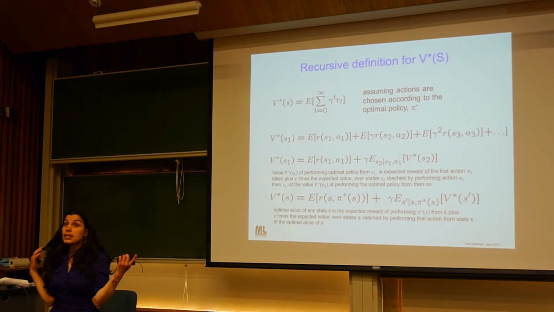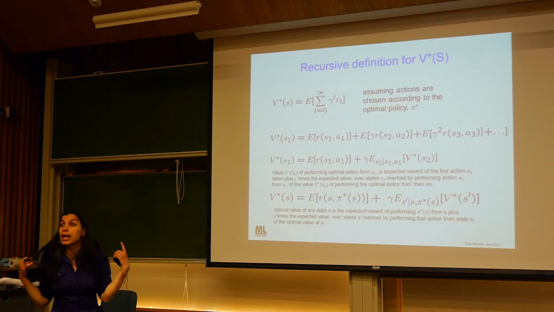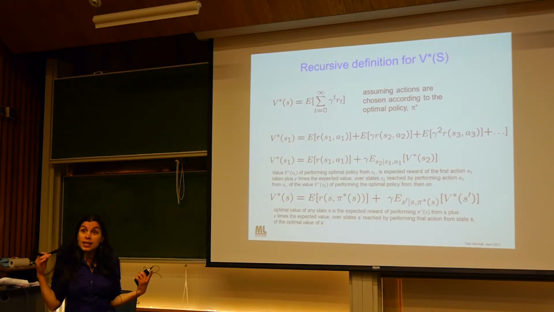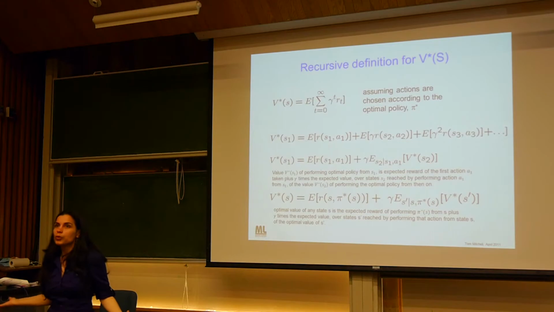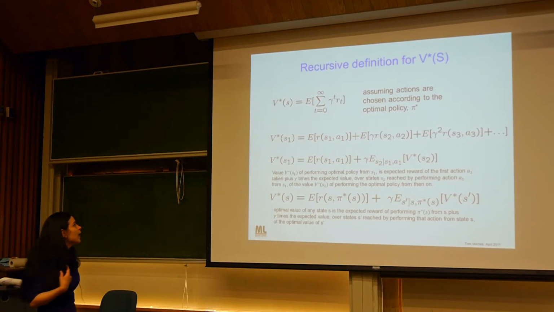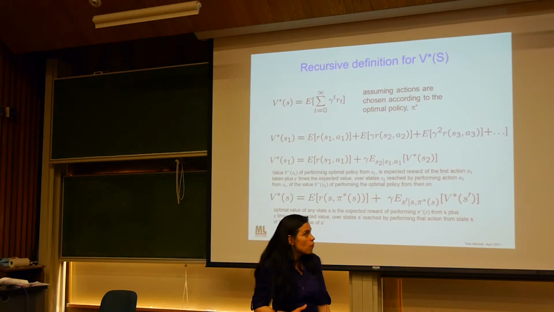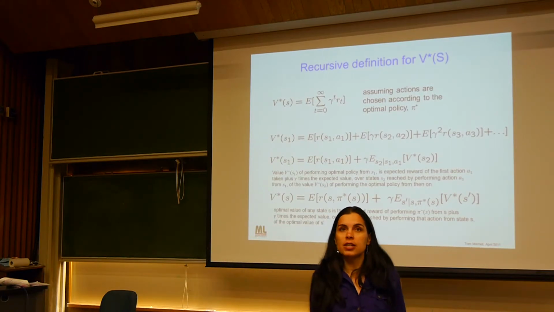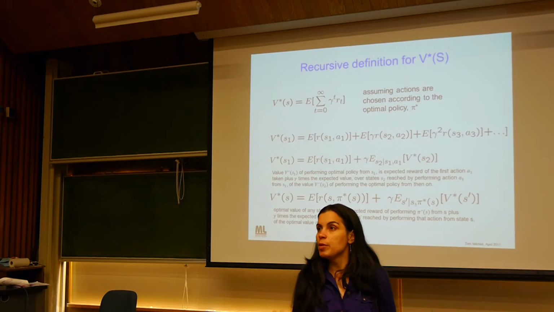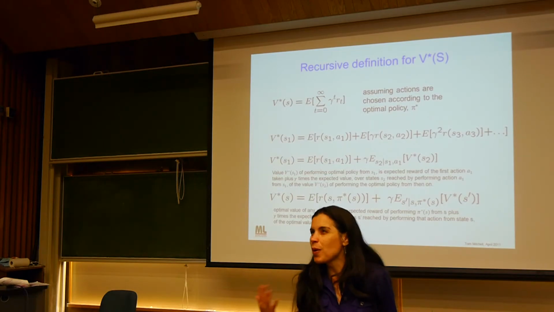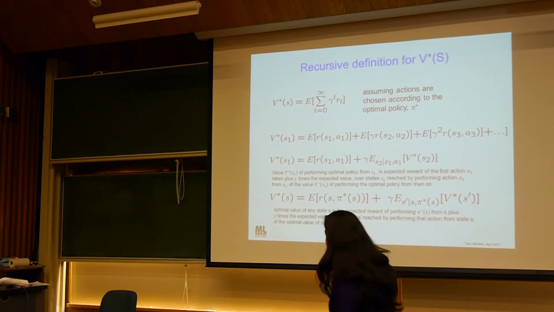Then V star of S is the optimal reward I can get if I start at state S and follow the optimal policy. The best reward I can hope to get, right? If I follow the optimal policy. And now the interesting fact is that this function, V star of S, the value function, has a very interesting recursive definition, which will then allow us to design a dynamic programming algorithm. It's almost like a shortest path type of recursion. Okay, and let's look at it.